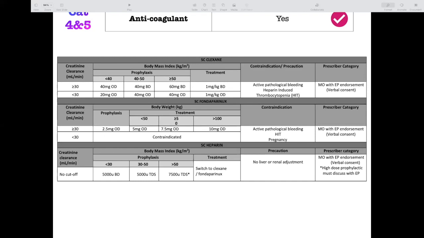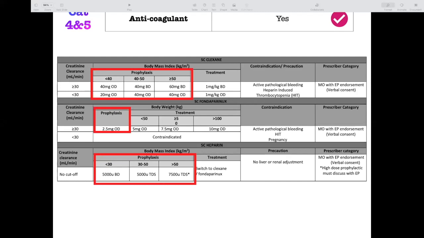So this is the chart that I want to show you. What is the prophylaxis dosage for each and every one of our anticoagulants? We start with subcute Clexane. For subcute Clexane, the prophylactic dose actually depends on the creatinine clearance and the BMI.